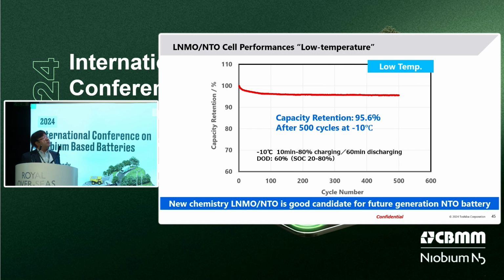And next shows the low temperature cycling performance. The cell was subjected to 10 minutes 80% charging, even at minus 10 degrees Celsius. And after 500 cycles, we can obtain more than 95% capacity retention. So we consider that this battery can be used for low temperature applications. So we believe this new chemistry LNMO NTO is a good candidate for the future generation battery.